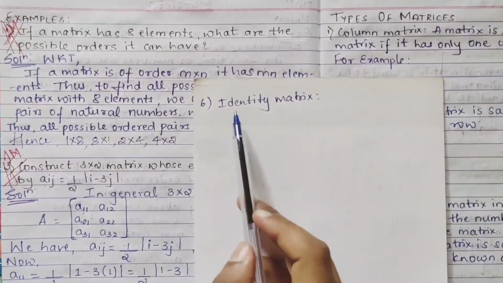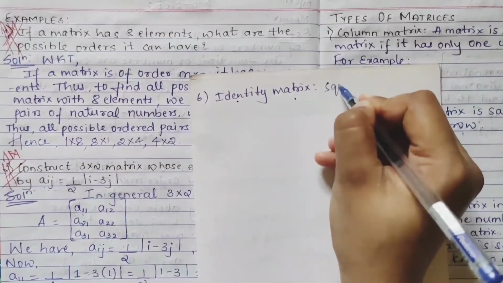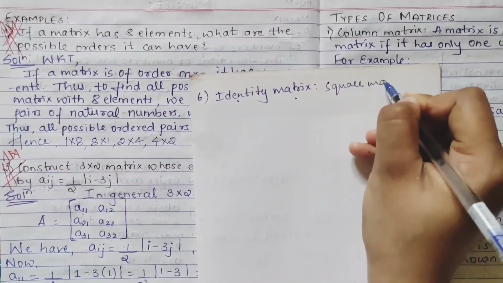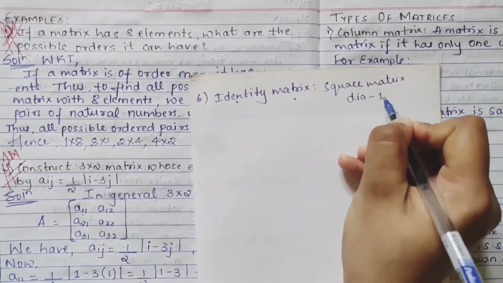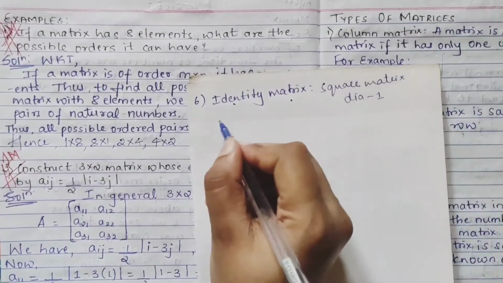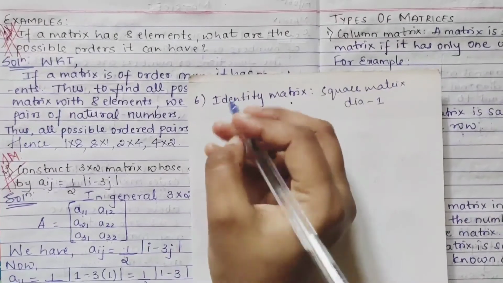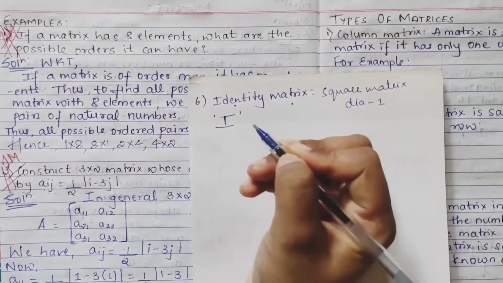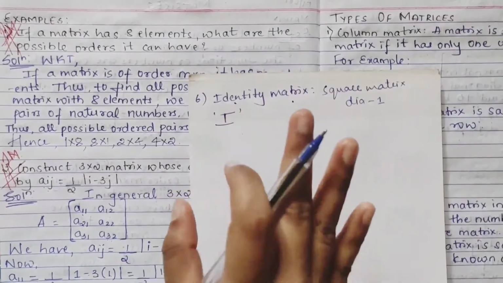Next terminology is identity matrix. Identity matrix is nothing but a square matrix in which your diagonal elements are 1 and the rest will be 0. Whichever order you take. And one more thing, the identity matrix is always denoted by I. The notation is I. Whenever I tell you I, you have to know it is an identity matrix.